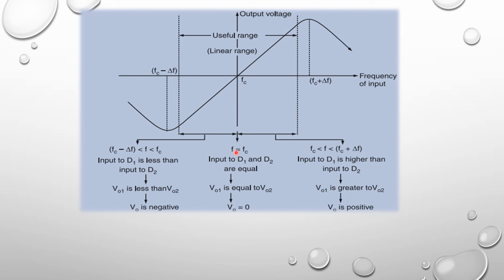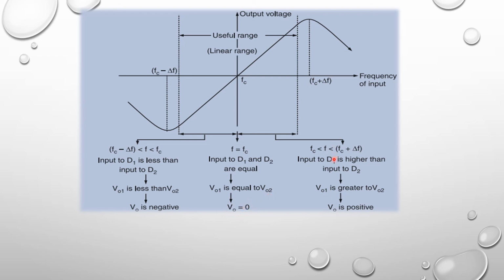When input frequency is exactly equal to carrier frequency, the inputs to diodes D1 and D2 are equal. So V01, the slope detector 1 output, is equal to slope detector 2 voltage V02. The resulting voltage is 0. So resulting voltage is V01 minus V02. So here V01 is exactly equal to V02. The balanced slope detector output is 0.